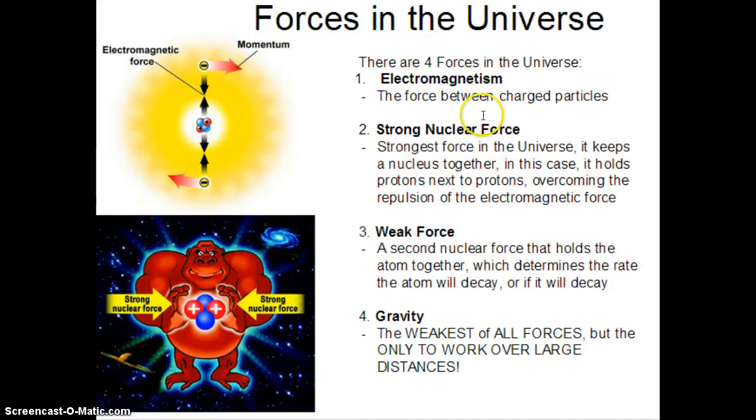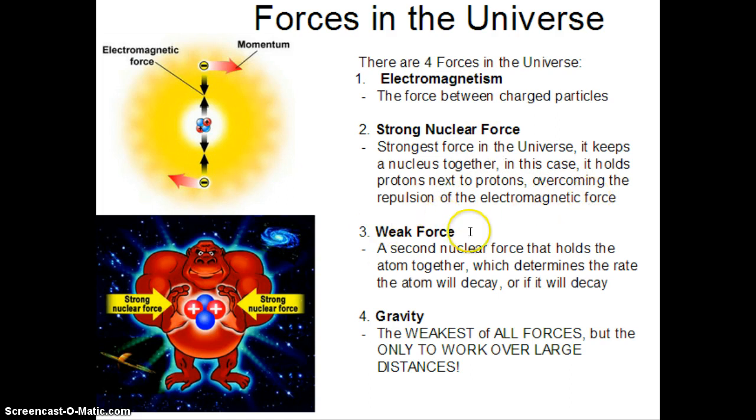Here we talk about the 4 primary forces in the universe. Electromagnetism is the force that we're focusing on in this unit. This is the force between charged particles, which we will look at with Coulomb's law in a few moments. Then there's a couple other forces. The strong nuclear force is the strongest force in the universe. This is what holds a nucleus together. It holds protons next to protons. So by definition, it's stronger than the electromagnetic force, right? If it overcomes the electromagnetic repulsion, it must be stronger than it.